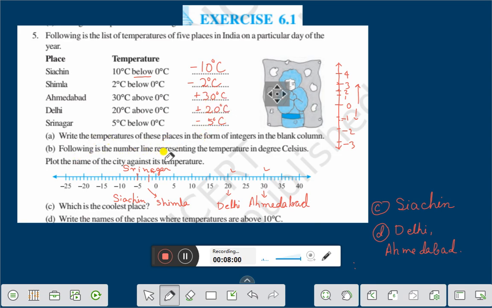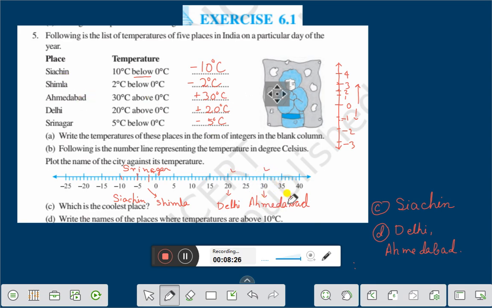Write the temperatures. Following is the number line representing the temperature in degrees. Plot the name of the city. Right. The first city, Siachen, is minus 10. Therefore, here you see this is minus 10. Therefore, this is Siachen. Next, Shimla is minus 2, and for Shimla here you see there is 0, minus 1, minus 2. This is Shimla. Right.